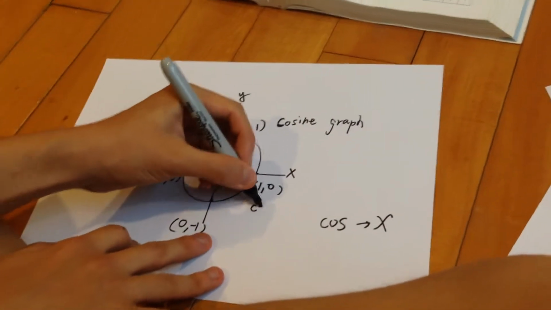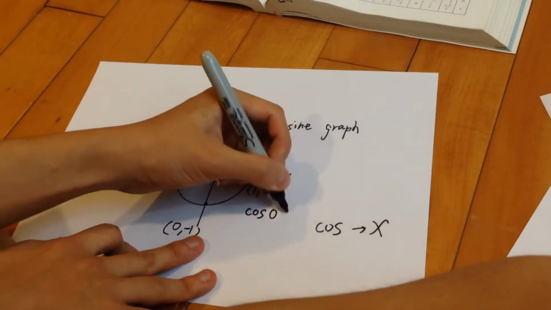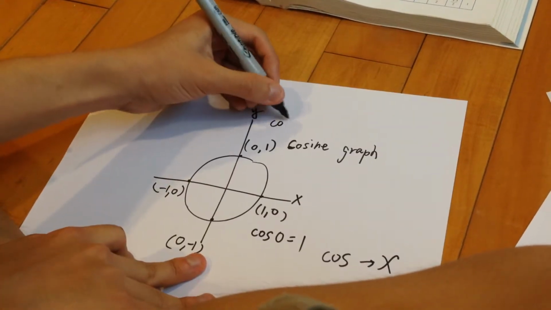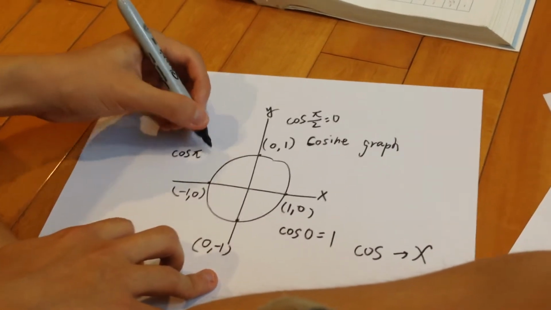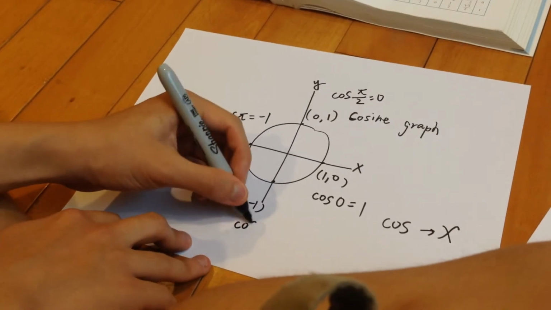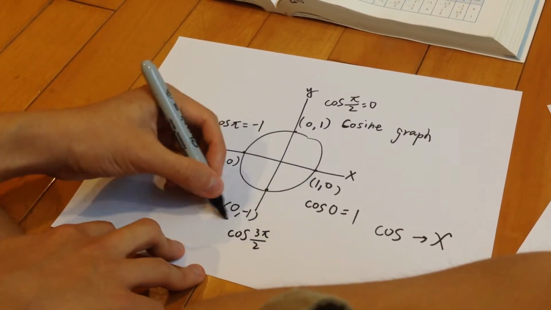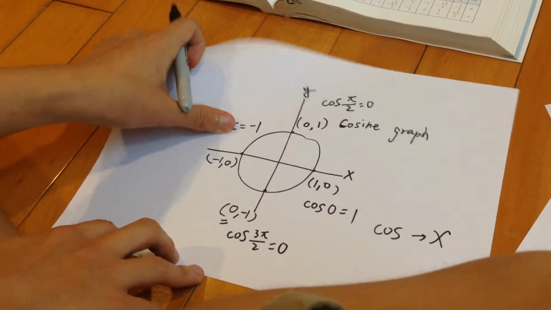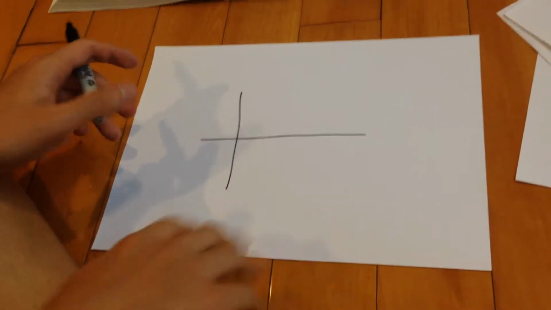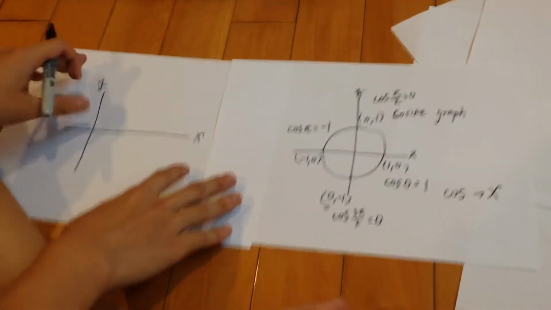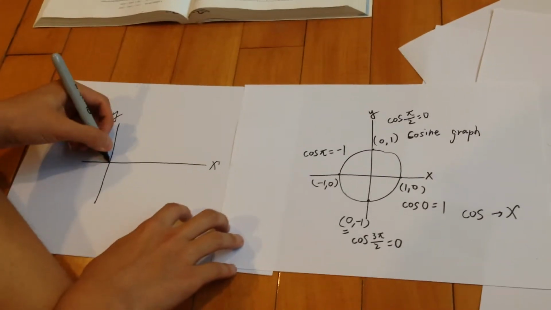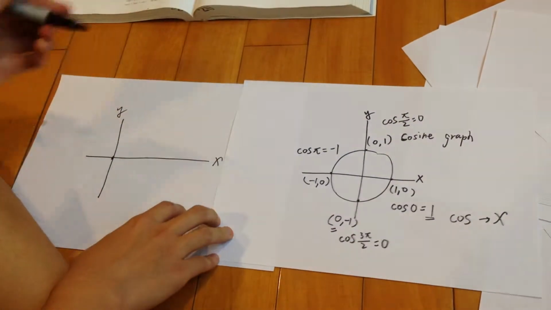So for example here, cosine 0 would be 1. Cosine pi over 2 would be 0. Cosine pi would be negative 1. And cosine 3 pi over 2 would be 0. So we're going to apply this to the xy axis. As you can see, cosine 0 out here will be 1.